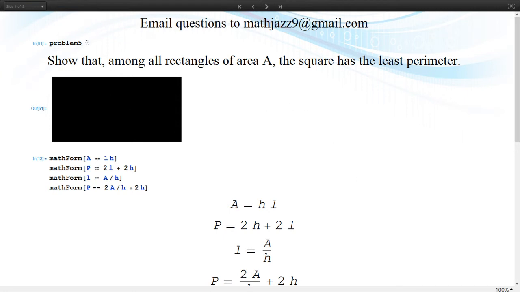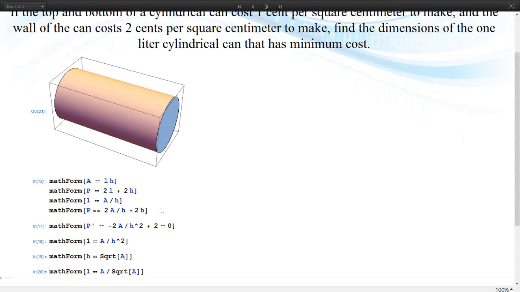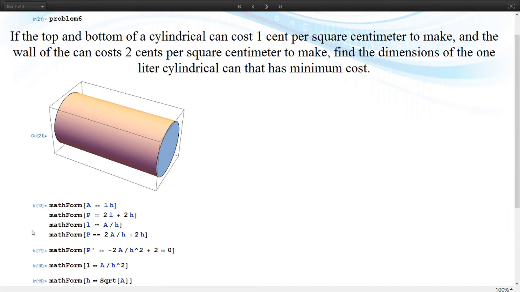Okay, so here is problem 6. If the top and bottom of a cylindrical can cost 1 cent per square centimeter to make, and the wall of the can costs 2 cents per square centimeter to make, find the dimensions of the 1 liter cylindrical can that has minimum cost. So, this is a lot like our cylinder problem. A little different, but a lot like it.